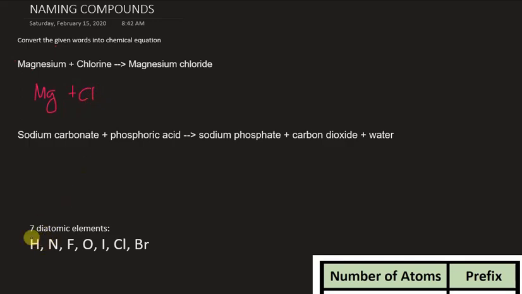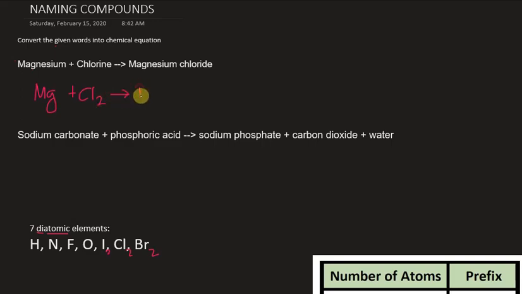Cl is one of the 7 diatomic elements. So these are elements which in nature are diatomic, meaning they are always in two, or always in a pair. So Br means Br2, Cl2, I2, and so on. So Cl is a diatomic atom, so you always put 2 when you see Cl in your chemical formula.